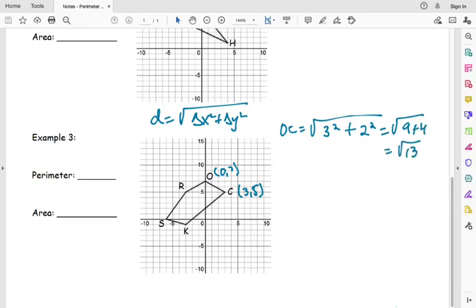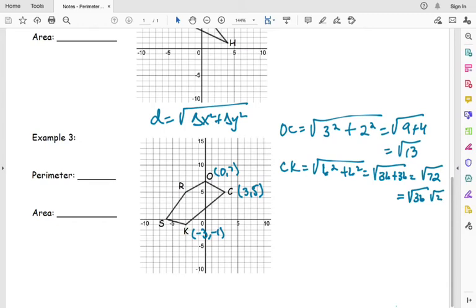All right, let's find the length of CK. So K is at the ordered pair (-3, -1). So my x's change from 3 to -3, which is 6. My y's change from 5 to -1, which is also 6. So we have the square root of 36 plus 36, which is the square root of 72. 72 is the same thing as 36 times 2, so you can think of that as the square root of 36 times the square root of 2, which is going to simplify to be 6 square root of 2.